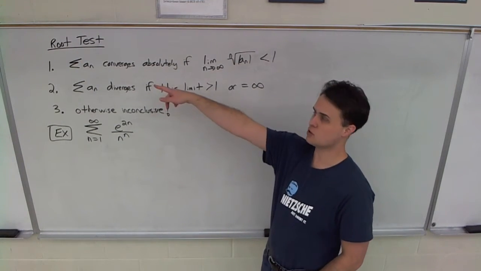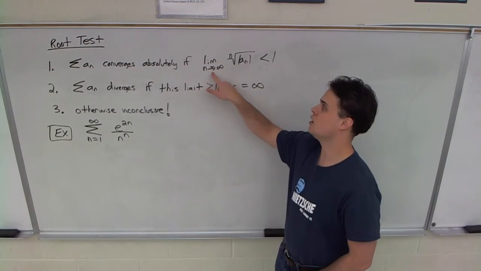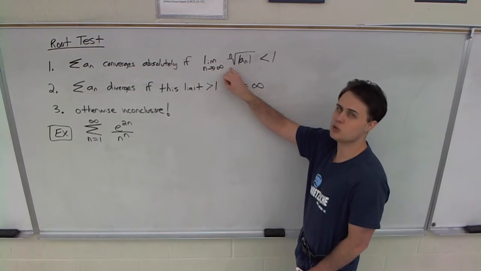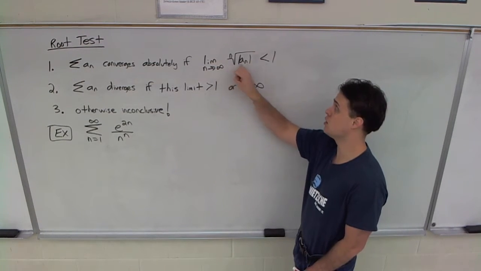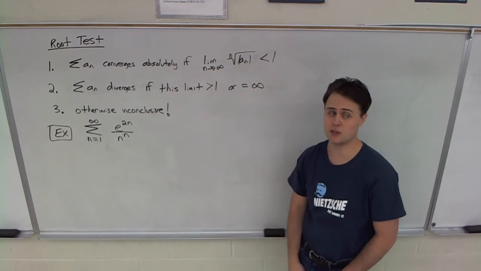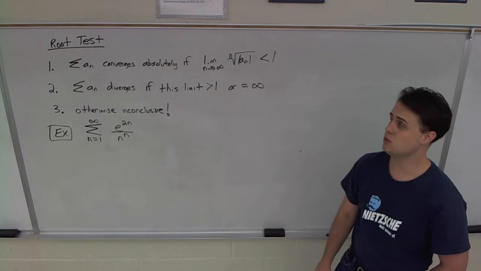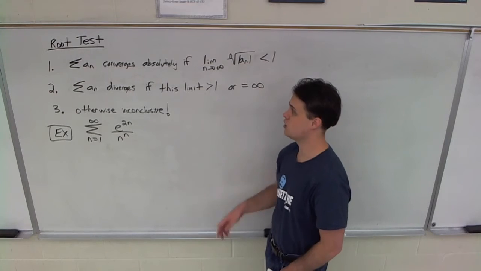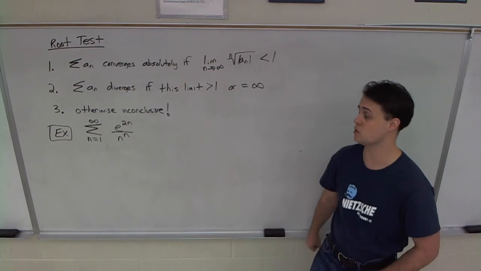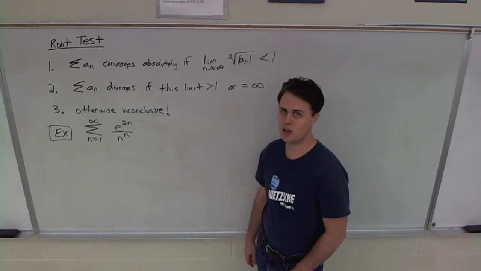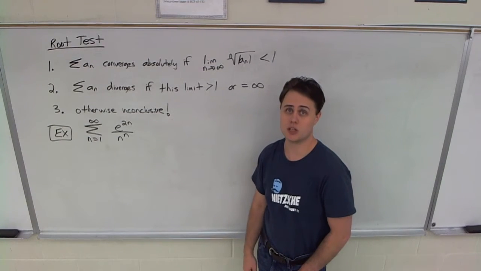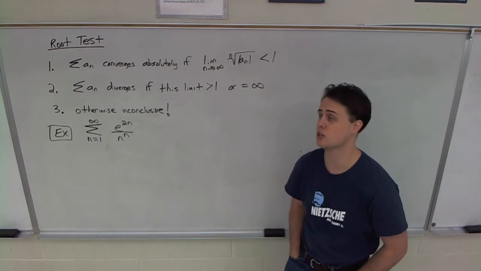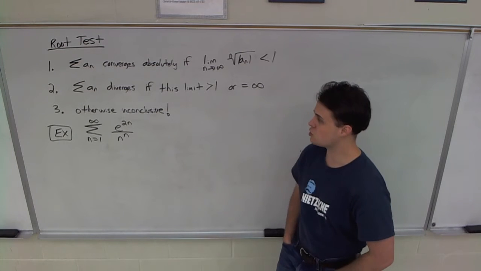If you have a series a sub n, it's going to converge absolutely if, when you take the limit of the nth root of that sequence in absolute value, that turns out to be less than 1. If you take that limit and it's more than 1 or infinity, that series is going to diverge. And if you get 1 exactly, that's the only other possibility, you're going to get inconclusive and you're going to have to go back to one of your other tests like the integral test or the divergence test or something like that. So let's do one example.